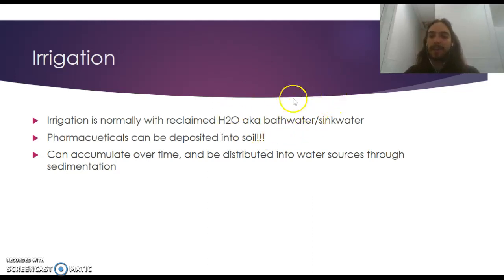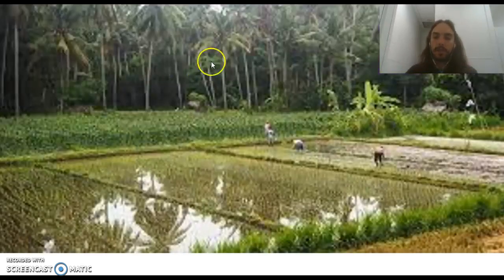It's going to go right back into the soil, and then people are going to have all sorts of weird things going on with them. These pharmaceuticals can also accumulate over time and be distributed into water sources through sedimentation. So you know that tilling kind of coalesces with the irrigation, and it creates this horrible problem if we have pharmaceuticals in the soil. So here's just irrigation. They flooded this whole area up. They used water from reclaimed sources to irrigate the crops.